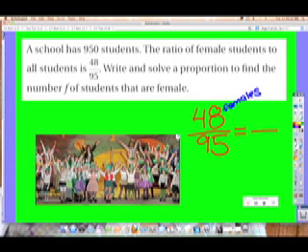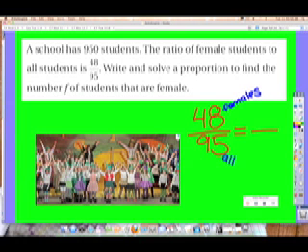Okay, so it says write and solve a proportion to find the number of female students. So this is what I was telling Lauren. It matters. We've got to put that letter F either on top or on bottom. What do you think? Should the letter F go on top or on bottom? Oh, I heard top and bottom. I want someone to defend themselves.